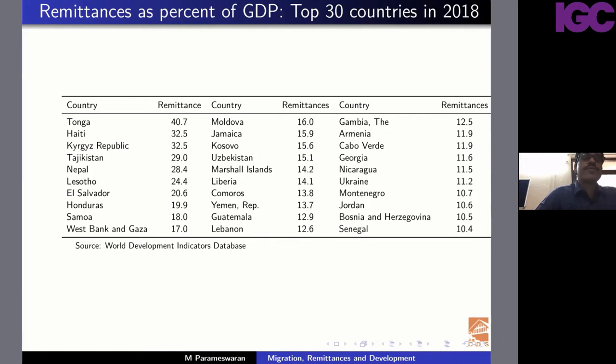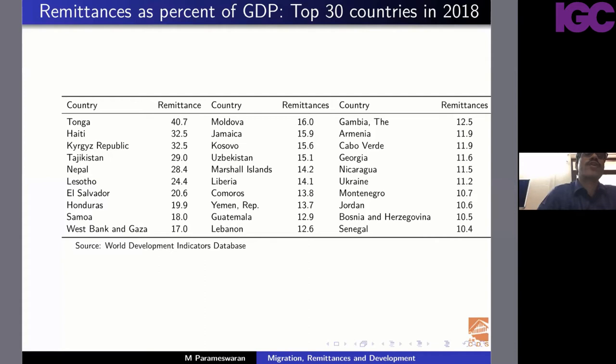Now what we have seen is that the top in terms of absolute value are India, Mexico, and China, but as a percentage of GDP, these are the countries which account for the highest share. Now, this is important, keep these numbers in mind, because the impact of remittances on various aspects of the economy depends upon its share in the GDP. So if it accounts for a larger share of the GDP, it can have important implications for the economy of that country.